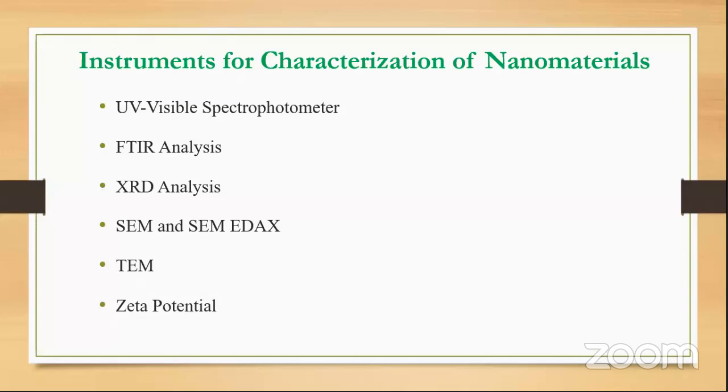Second one, Fourier transform infrared spectroscopy. We are going to prepare the nanomaterial by using a plant-based material, so we are going to analyze it by using FTIR. First we take the FTIR graph of the biological material. After binding with the nanoparticle, we check what happened, the deviations between these two graphs. We do this comparison by using Fourier transform infrared spectroscopy.